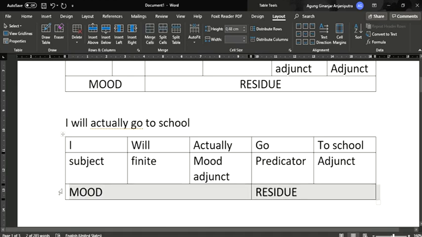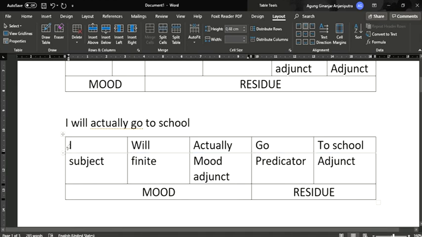So if, for example, the adjunct comes before the subject, then that's considered as mood. If the adjunct comes after we found the mood block, then the adjunct is considered as residue. It depends on where the adjunct is. If the adjunct is in between finite and predicator, like this one, the mood adjunct is considered as mood.